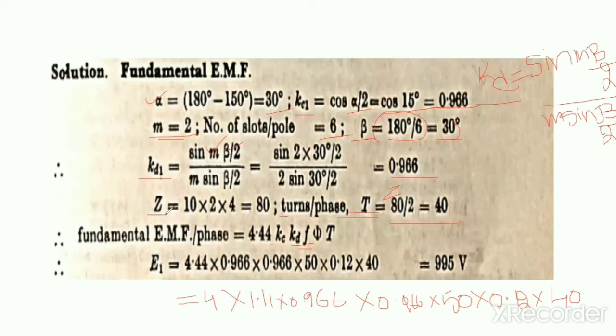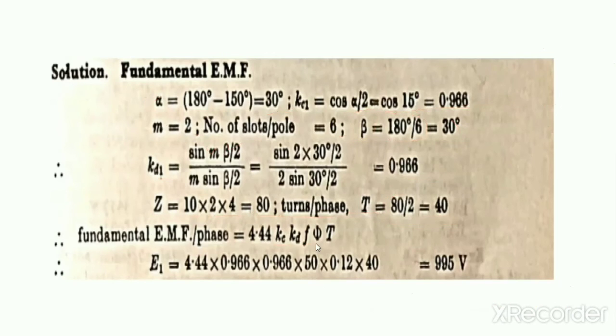After that, we calculate the Z value, that is 2 conductors per slot and the number of poles is 10. Then we obtain the Z value. And then we calculate the turns per phase, that is T. T is equal to Z by 2. Therefore, the formula for the EMF equation is 4 into Kf into Kc into Kd into F into phi into T, where Kf is 1.11, that is the fixed value. Okay, clear?